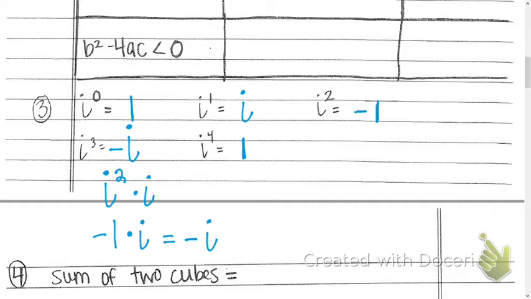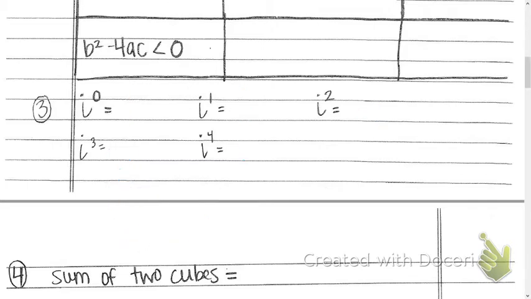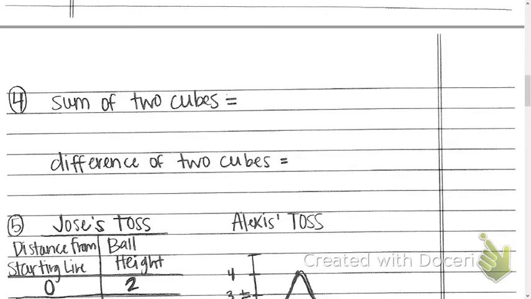Okay? Know the pattern. Alright, these formulas. Is i to the 4th the same thing as i to the 0? Yes, because the pattern starts back over every 4 times. Yeah. Alright, number 4. We learned these Monday.